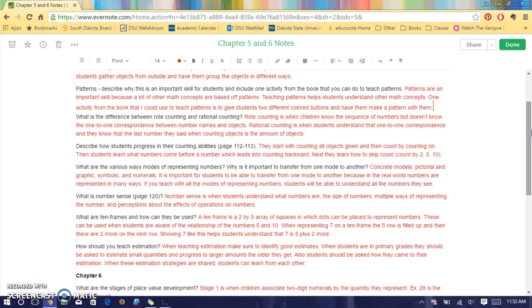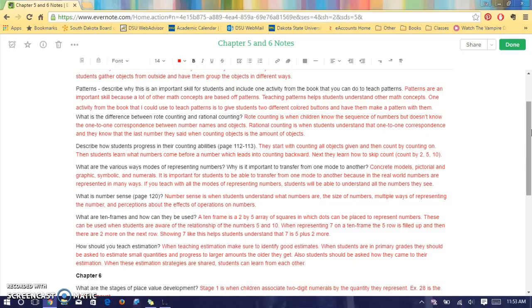And then later it talked about representing numbers and having them in different modes so students can transfer from one mode to another. Some examples were concrete models like objects in the classroom, pictures, symbols, and then actual numerals. So we need to be able to go between these so students can transfer the information.